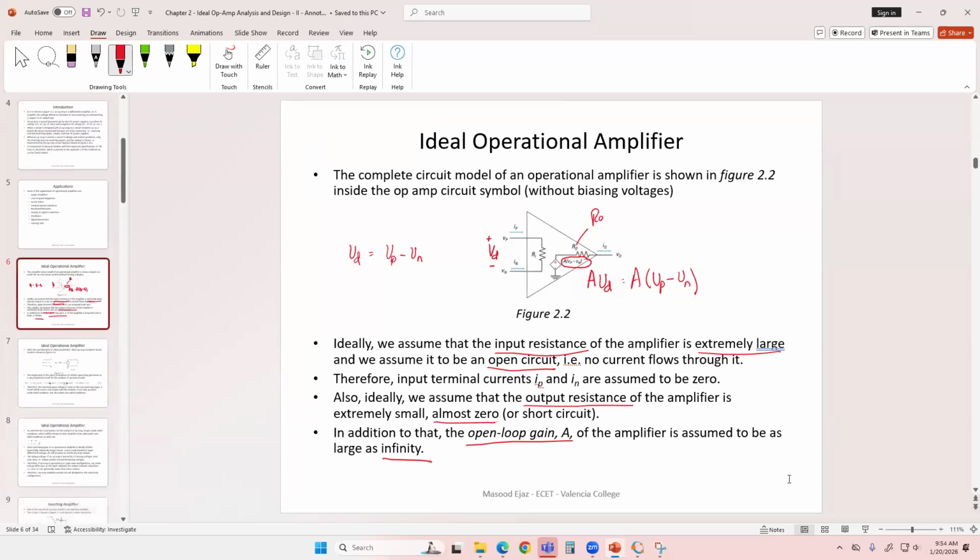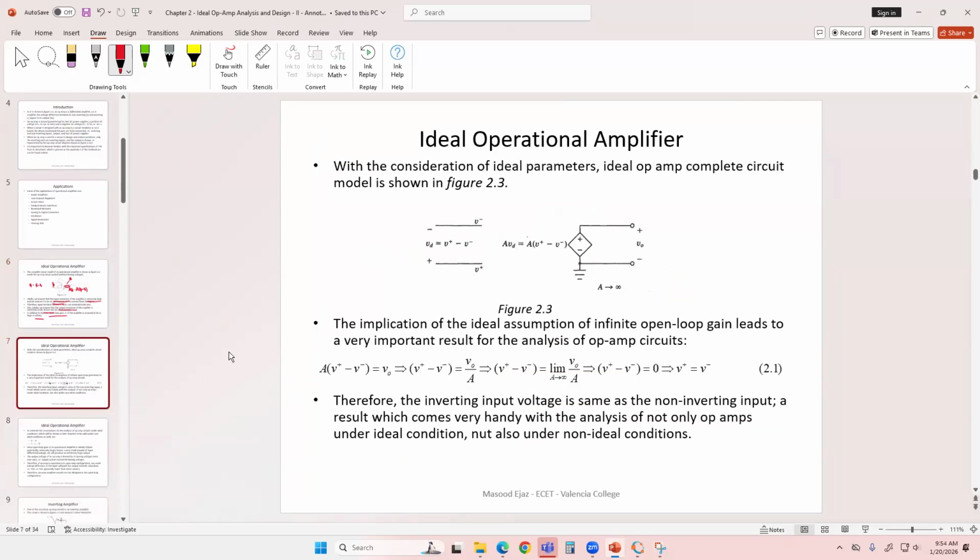So assuming all these ideal cases, our operational amplifier is going to be reduced to the input resistance, which is open circuit, and the output resistance, which is short circuit. And of course, your gain is infinity or almost infinity, but you just show the gain value. You just show the dependent source over there, gain times VD, which is V positive minus V negative.